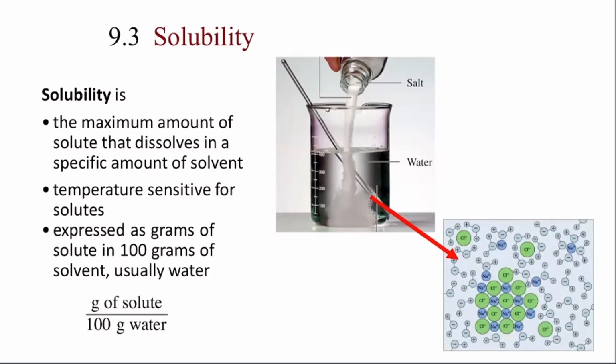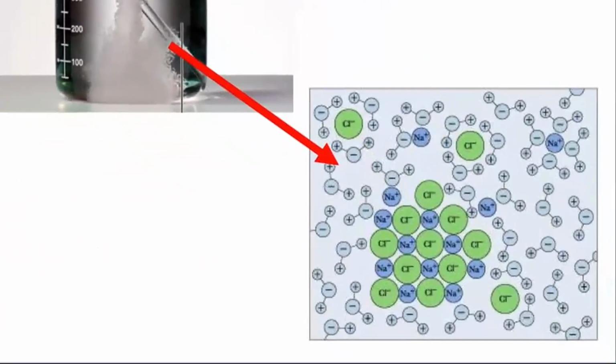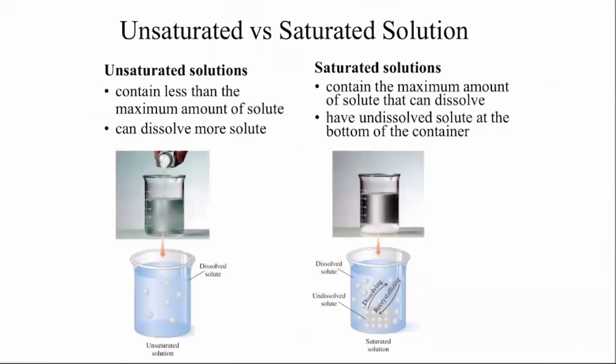Here we have another illustration in which we're making a saltwater solution. You can see in the image in the bottom right corner of the slide the interaction between the water molecules and the ions in the ionic compound, okay? Now, when we are trying to make solutions, there are different classes of solutions. Solutions can be unsaturated and they can be saturated. An unsaturated solution contains less than the maximum amount of solute that the amount of solvent you have can hold. So you can always dissolve more solute in an unsaturated solution, okay?